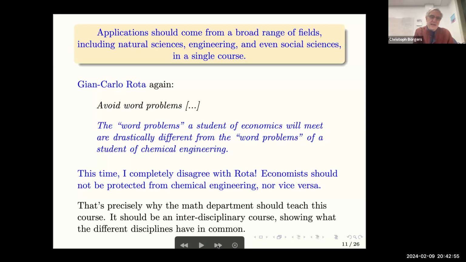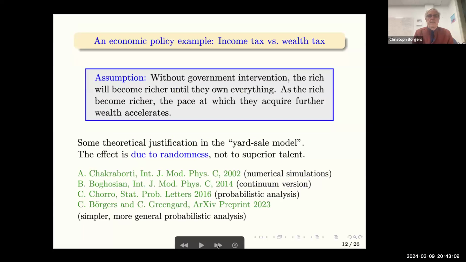And that's, I think, why the math department should teach this course. If it were a disciplinary course with applications only from chemical engineering, then why not let the chemical engineers teach it? So now I'm coming to a couple of things that I have written papers about last year. And these are applications of ODEs, one in economics and one in political science even.